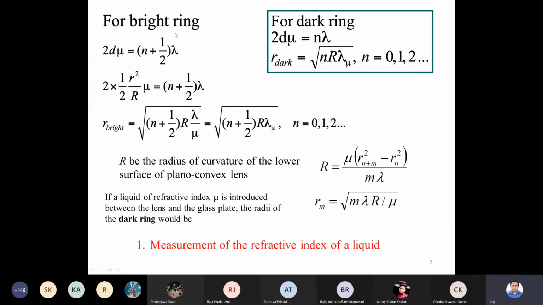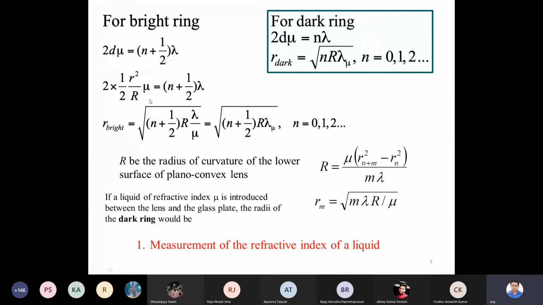Now for the bright ring, you have the condition 2d mu equal to n plus half lambda, and for the dark ring, you have 2d mu equal to n lambda, where n you can take 0, 1, 2, and so on. Now we have calculated this d, the gap which is variable, in terms of small r and capital R. So we can replace this small d with half small r square upon capital R.